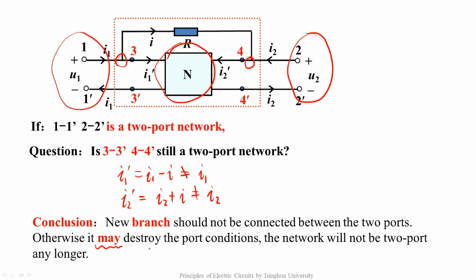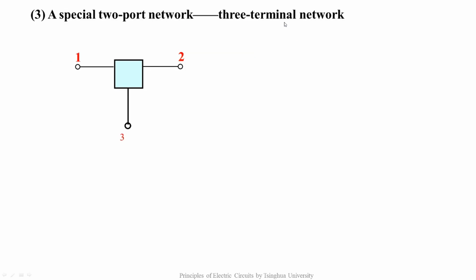The word may means it may not destroy the conditions sometimes. The following example shows the port condition hasn't been destroyed when a new branch is connected between the two ports. Let's see a special two-port network, the three-terminal network. It's connected to the external circuit through three terminals. The current flowing into terminals 1 and 2 are I1 and I2 respectively. Then the current flowing out of terminal 3 is I1 plus I2.